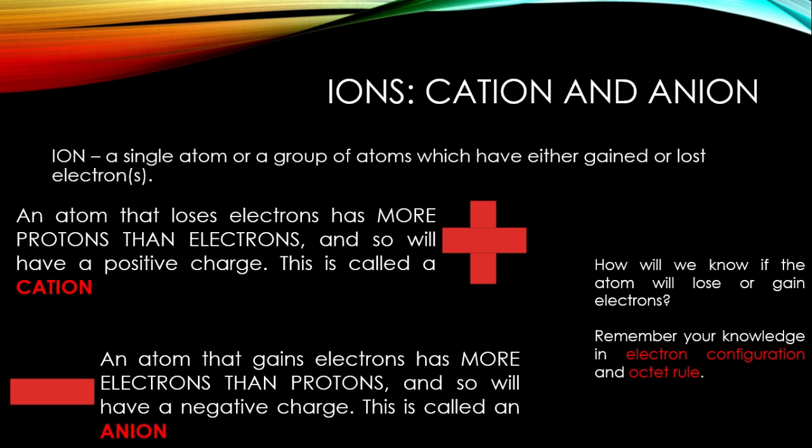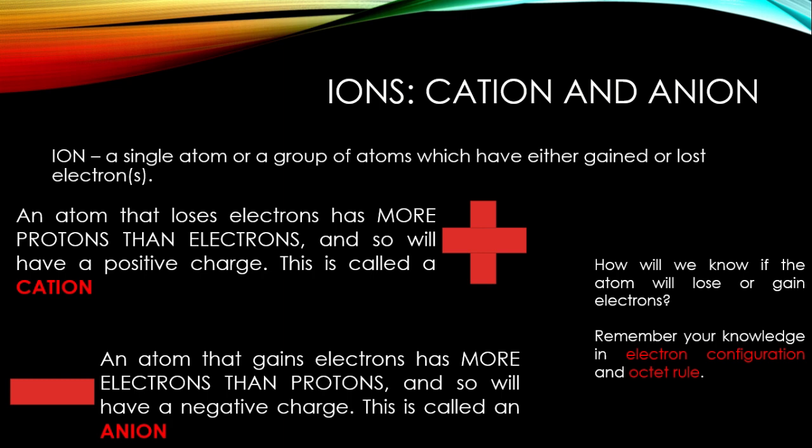An atom that loses electrons has more protons than electrons. Dahil mas marami siyang protons, mas marami siyang positive kaysa sa negative. And so, we'll have a positive charge. This is called a cation. An atom that gains electrons, remember that electrons are negative, has more electrons than protons. So, mas marami siyang negative kesa sa positive. And so, we'll have a negative charge. This is called an anion. So, paano natin malalaman kung mag-gain nga ba ng electron ang isang atom or maglo-lose siya ng electron?